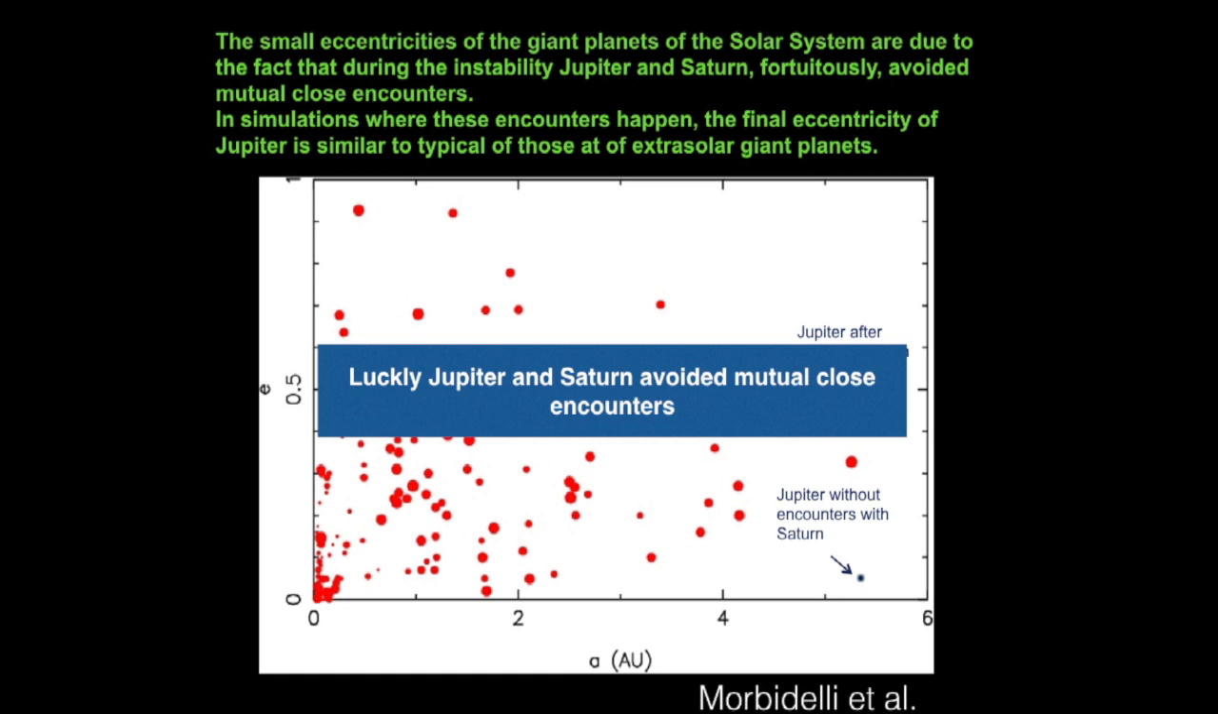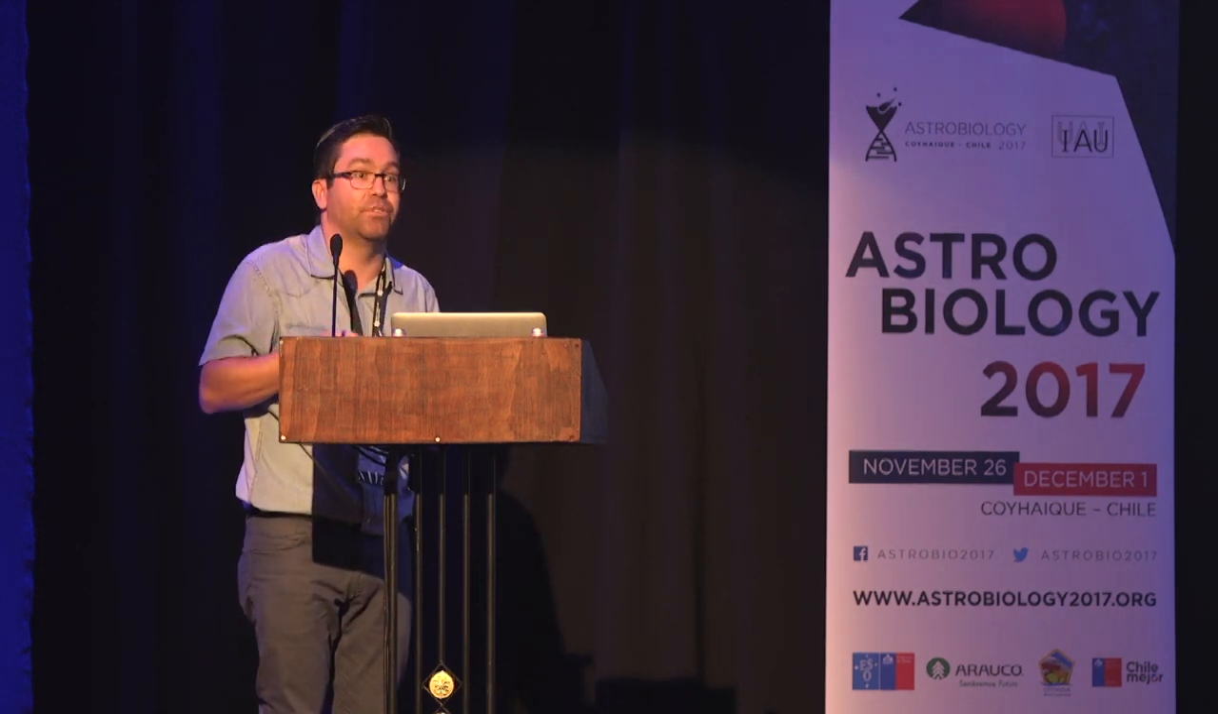So the upper point here shows what could have happened to the solar system if Jupiter and Saturn had a close encounter during this phase of instability. But luckily, we did not. So they keep very low eccentricity orbits. So that's the reason why the solar system is so different from the extrasolar gas giants. We are lucky, and Jupiter and Saturn avoided a close encounter during this phase of instability.